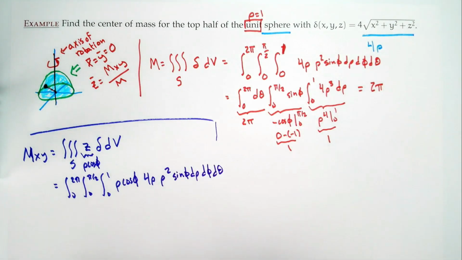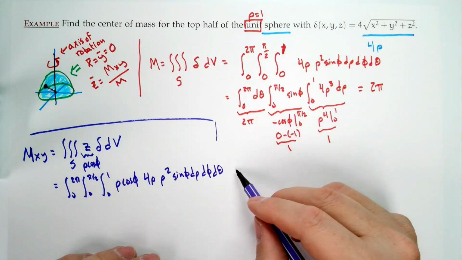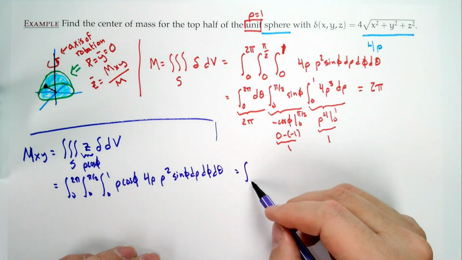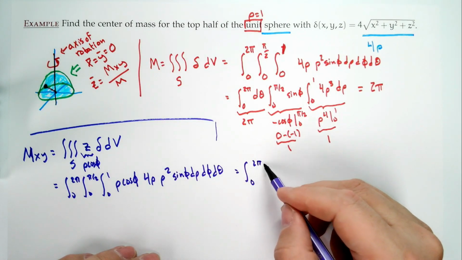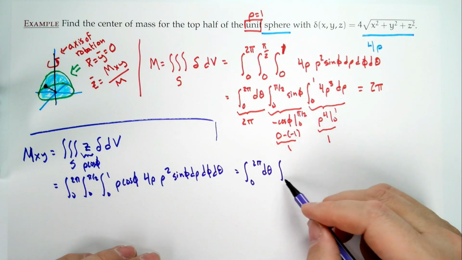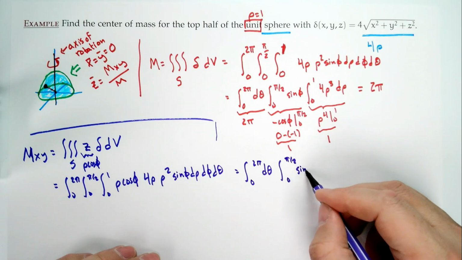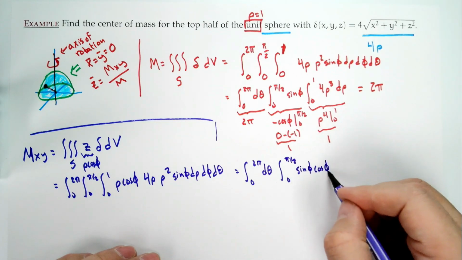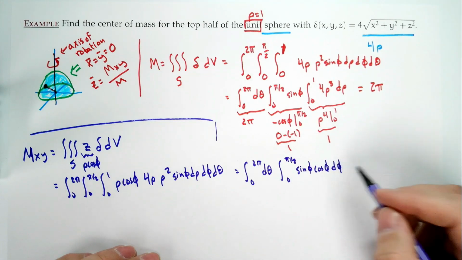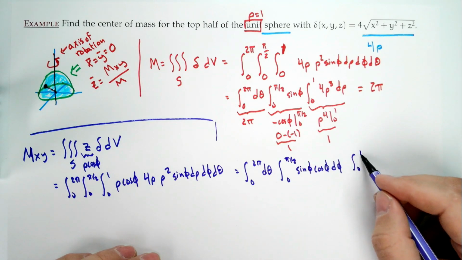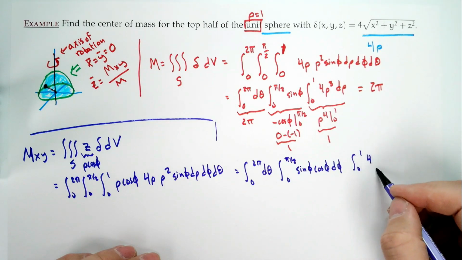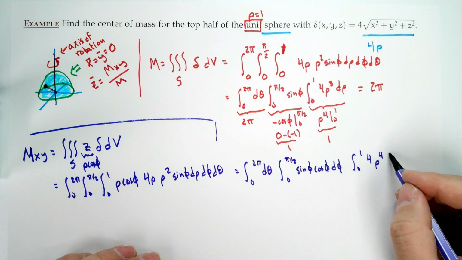Oh, easy. Good. The same idea still works. We can still pull things apart. So what do we get? This becomes the integral 0 to 2 pi d theta, the integral 0 to pi halves of sine phi cosine phi d phi, and the integral 0 to 1 of 4 rho to the fourth d rho.